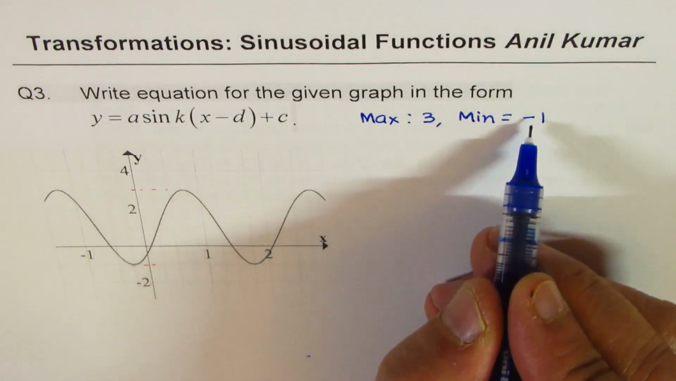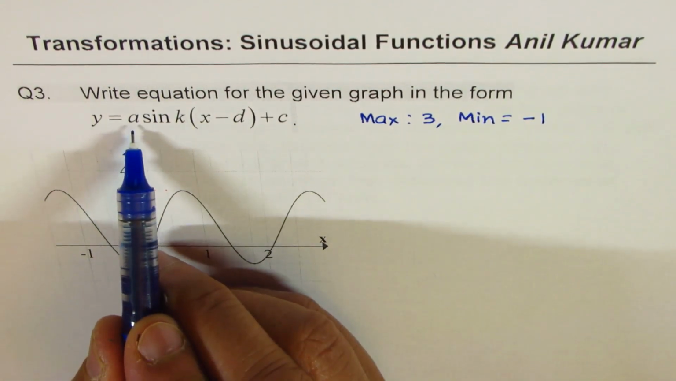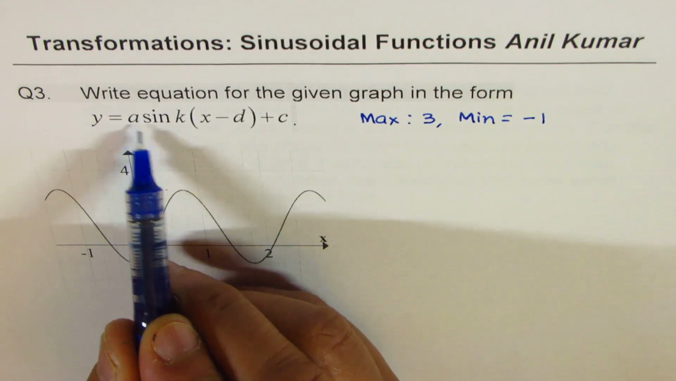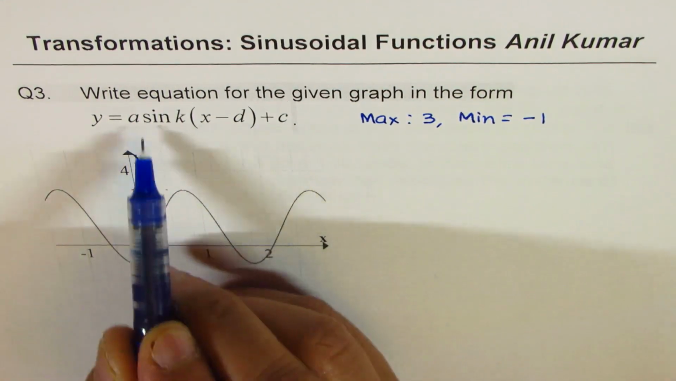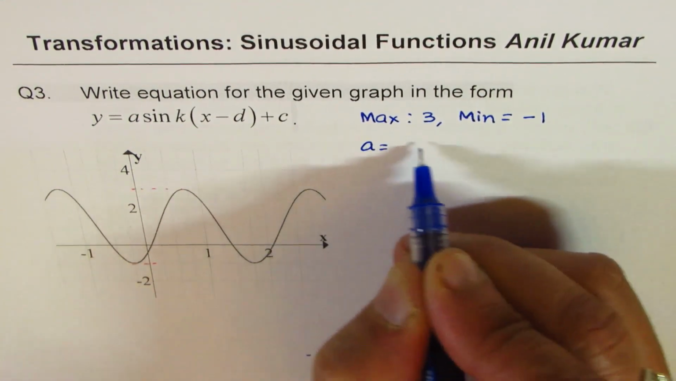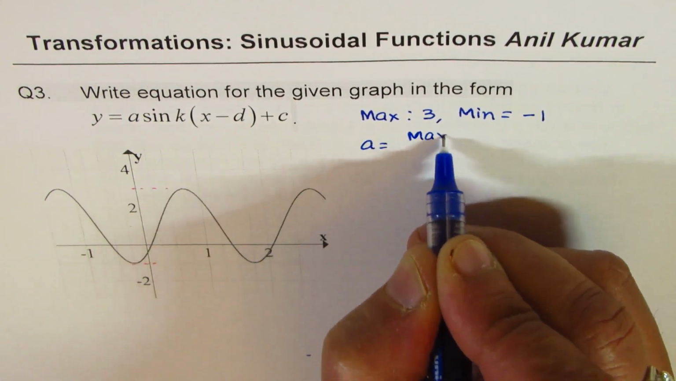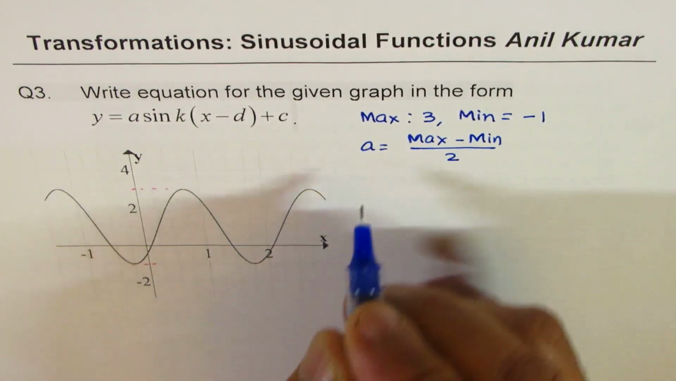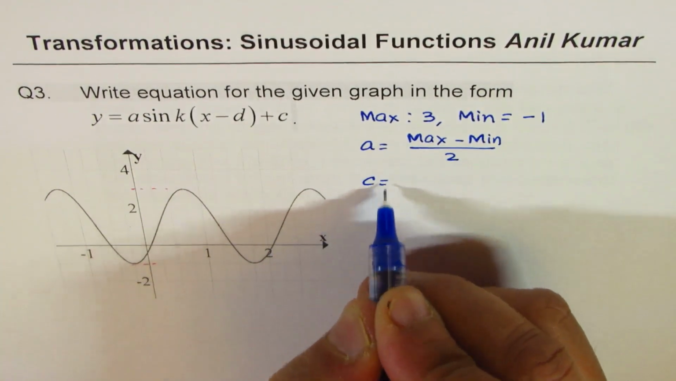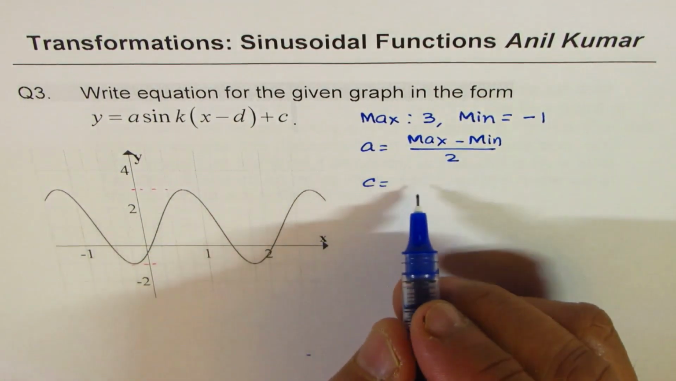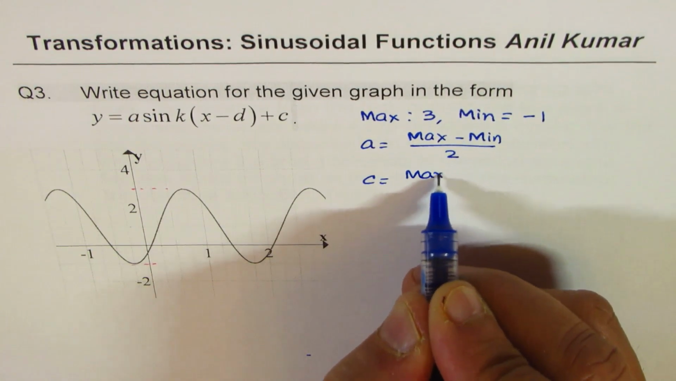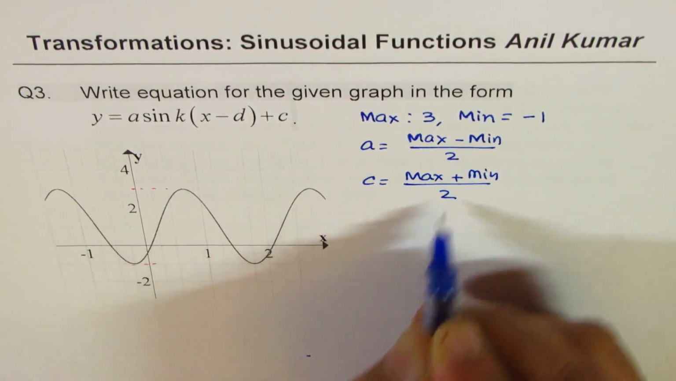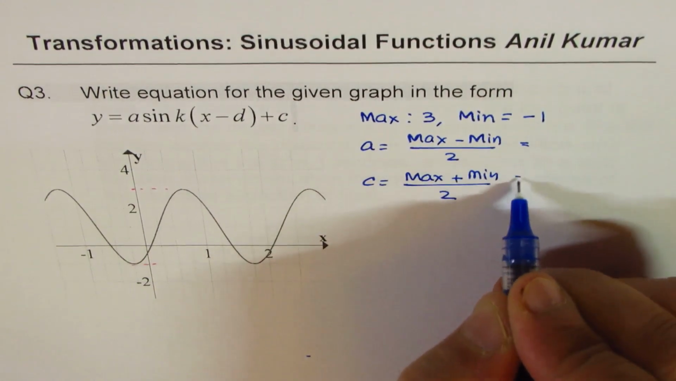Once we get the maximum and minimum values, we can find the vertical components, which are the amplitude and the vertical translation, right? Amplitude is basically maximum minus minimum, divided by 2. C, which is the vertical shift, is the average value of the graph, which is maximum plus minimum, divided by 2, correct?